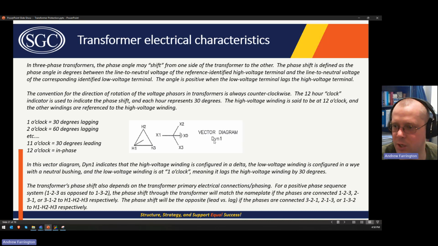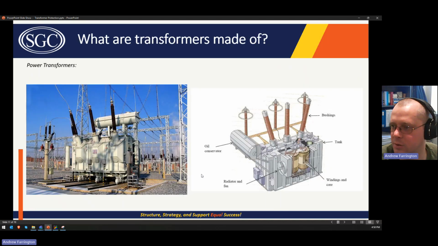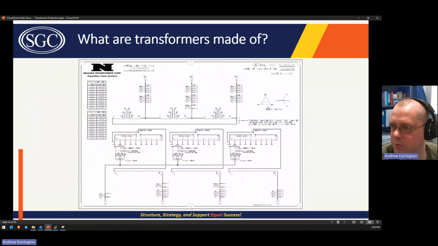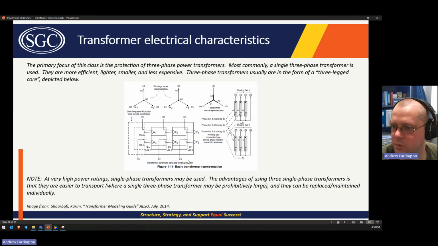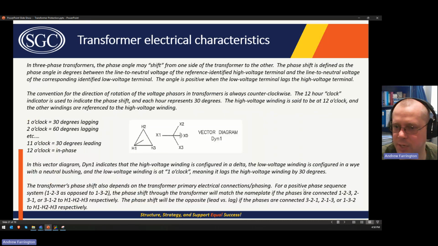So again, this is a DYN1 transformer vector diagram, and you can see that this matches that other nameplate I showed you. So even though it didn't say DYN1, we were able to determine that based on the vector diagram. This one's actually labeled. This paragraph is talking about that phase sequence that we discussed earlier. So re-review this if you need to.